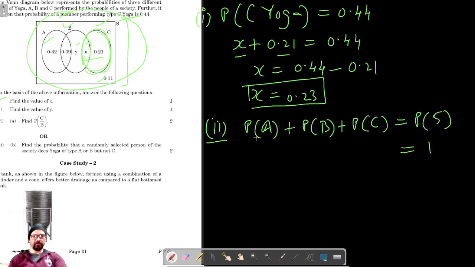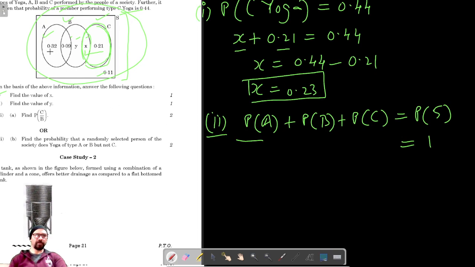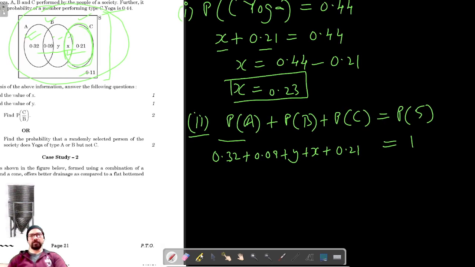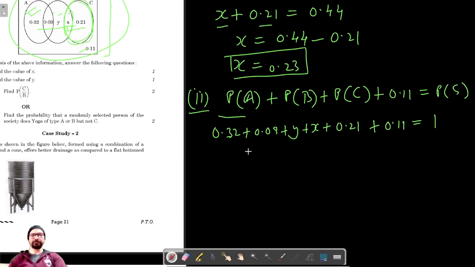And now let's try to add the probability of A, B, and C. The probability of A is 0.32, plus 0.09 plus y plus x for B, plus 0.21 for C. So we have added all these probabilities, and I have to add here as well the people who are maybe not performing the yogas. These are 0.11, which is equal to the probability of the sample space. So plus 0.11, that is equal to 1.